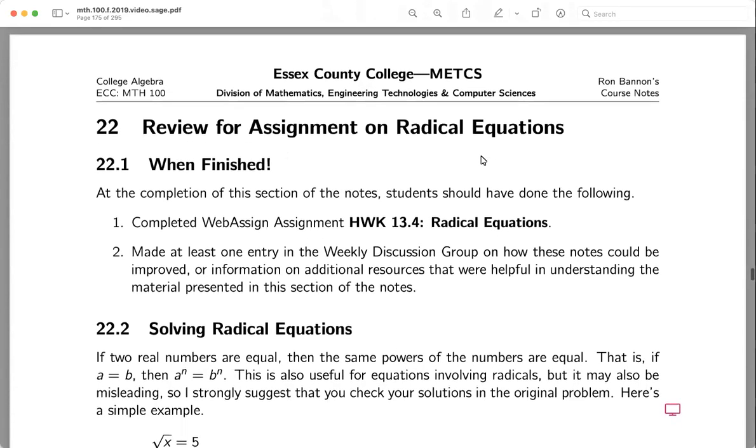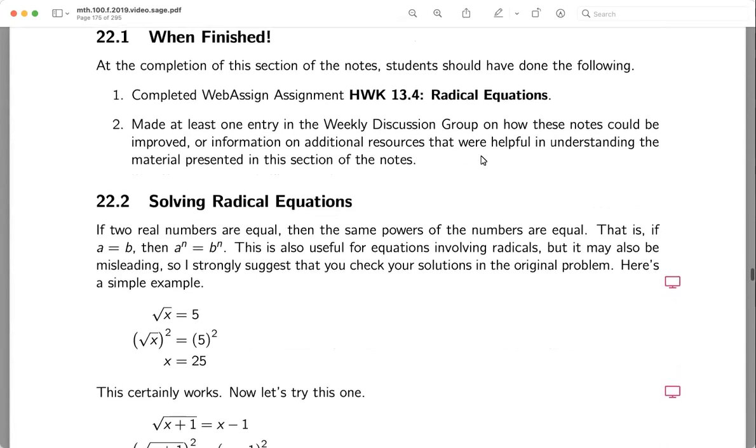Okay, we're in section 22, which is going to be the radical equations. Now we're going to have equations where there's a radical involved. All right. We will talk about this.